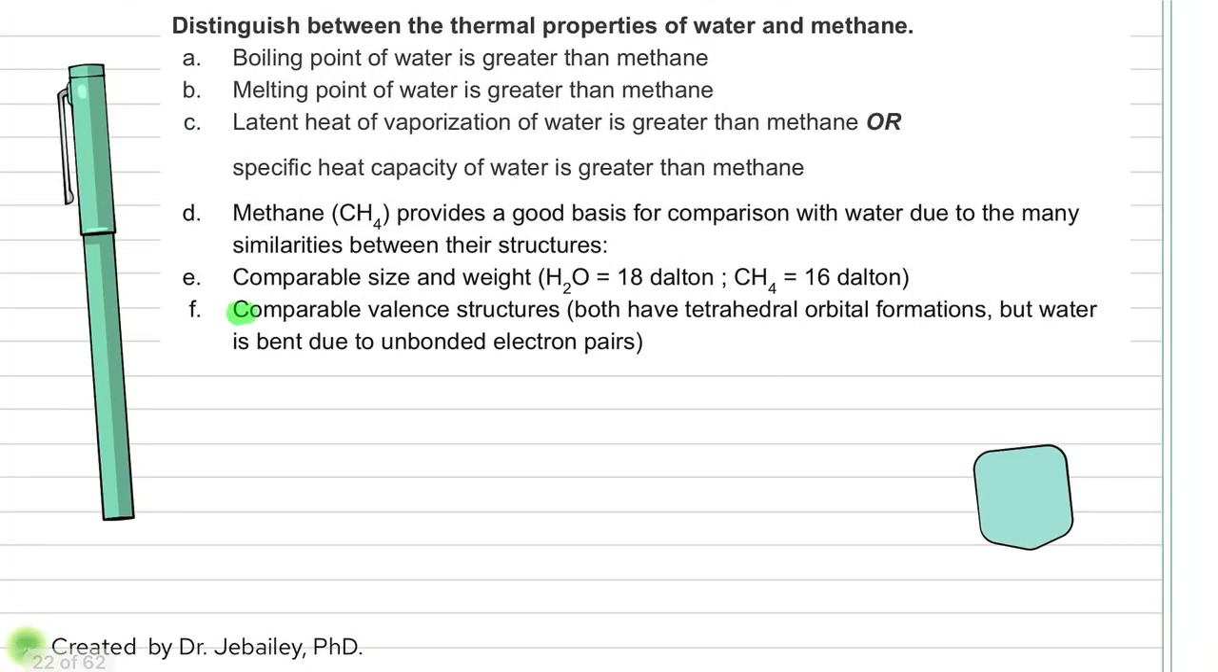But you do not need to know about the valence structures such as tetrahedral orbital formations and water is bent, while the other is a monolectus. This one is definitely not necessarily in this mark scheme, but it's not very commonly found in the mark scheme, neither is this one. So usually these are the most common ones in the mark scheme. So make sure to focus on these three.